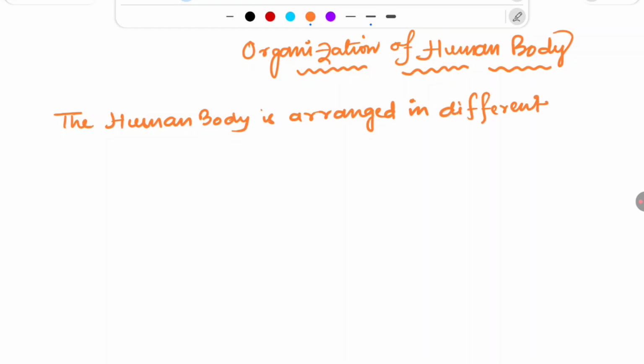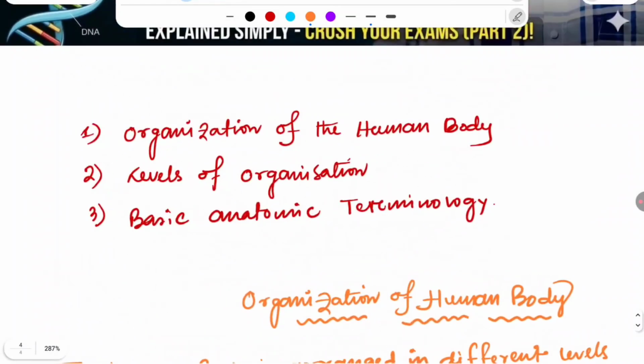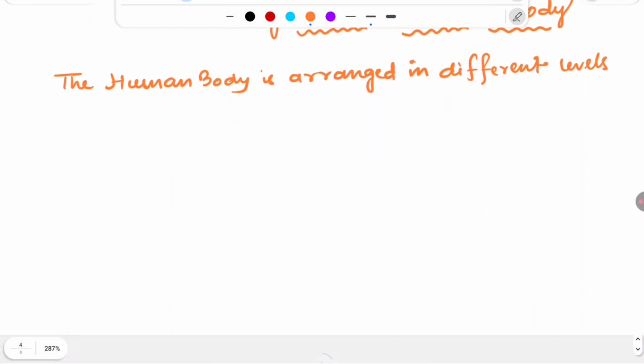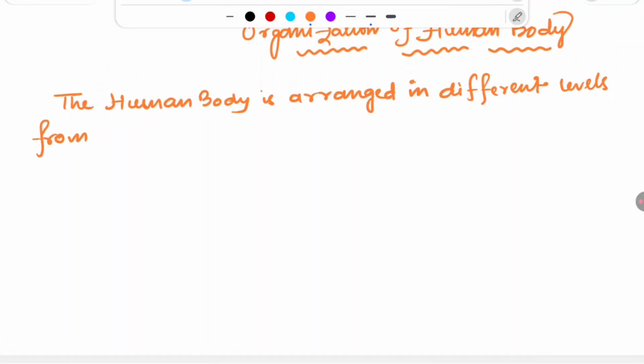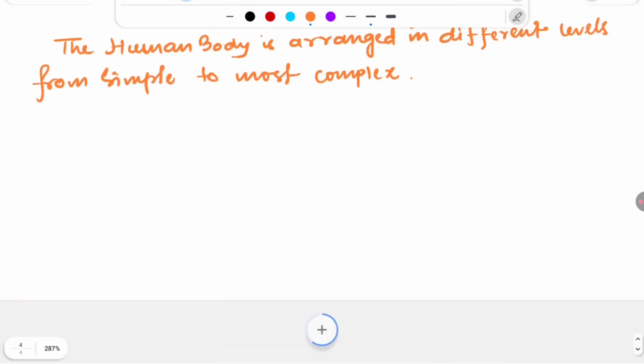First, let's understand how our human body is organized. Okay, we can write: the human body is arranged in different levels from simple to most complex. Okay, so there are some levels. Those levels we will discuss one by one.